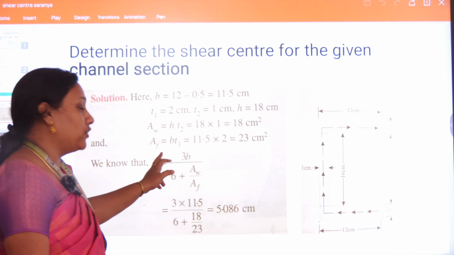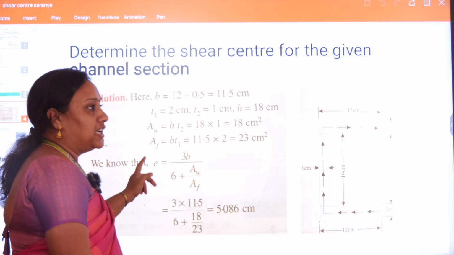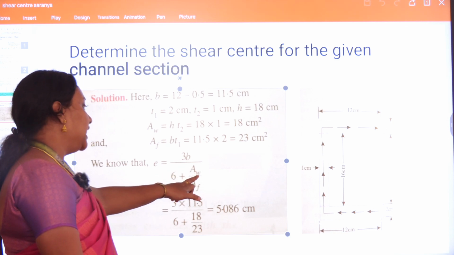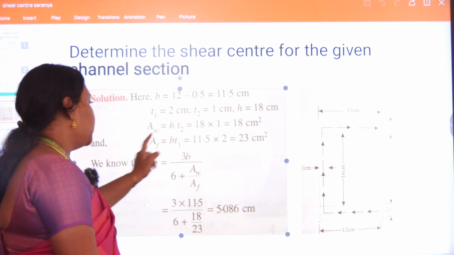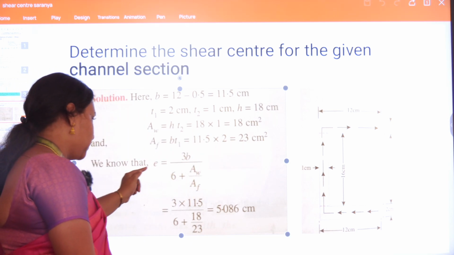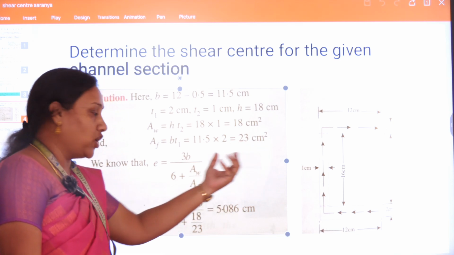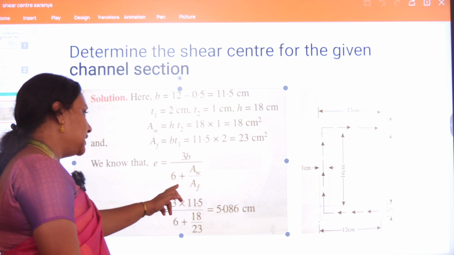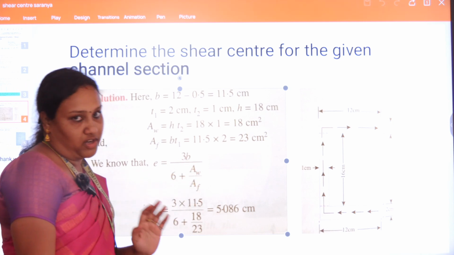With this easy method, you have to just remember this formula. For channel section, the formula to calculate the shear center is e equal to 3b divided by 6 plus area of the web divided by area of the flange. I'll repeat. For finding the shear center of channel section, the value of e, that is the eccentricity where the shear center lies from the centroid, is e equal to 3b divided by 6 plus Aw by Af, that is area of the web divided by area of the flange.